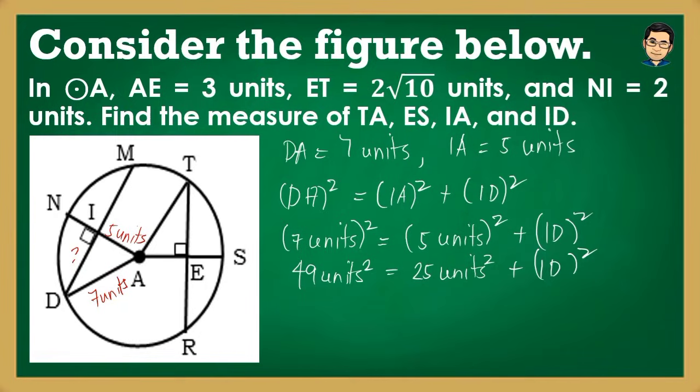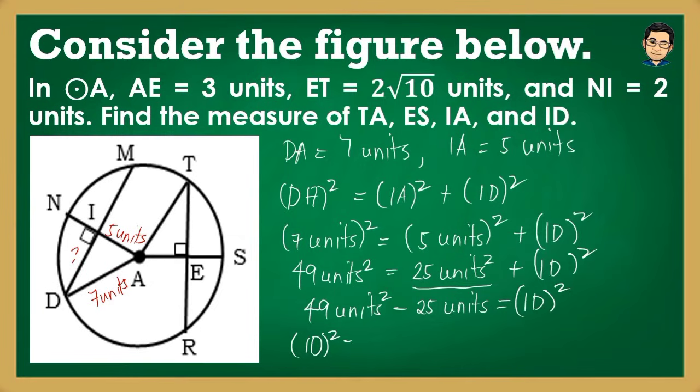And then ang gagawin natin, itong 25 units, ililipat natin sa left side. So magiging 49 square units minus 25 square units equals the quantity ID squared. And then, sulat lang natin, baligtarin natin. So, 49 units minus 25 square units, that is 24 square units. So, para matanggal yung squared, subtract natin yung square root, both sides.